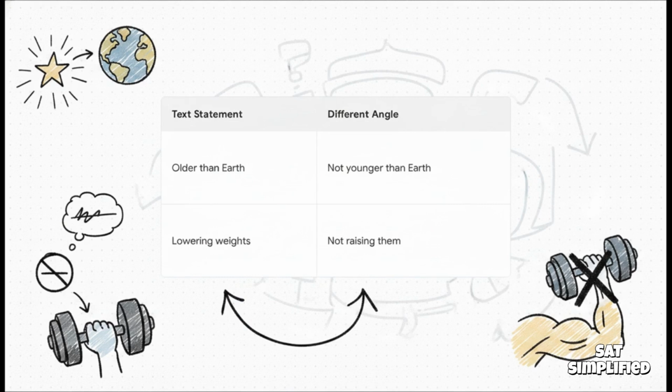Shifting the angle frequently involves using negative language. For instance, notice how saying a star is older than Earth carries the exact same logical charge as saying it is not younger than Earth. Make sense? Or, if a passage claims a muscle contraction occurs only when lowering weights, the correct answer might flip that and say it occurs when they are not raising them. Same exact idea, just viewed from a completely different angle.